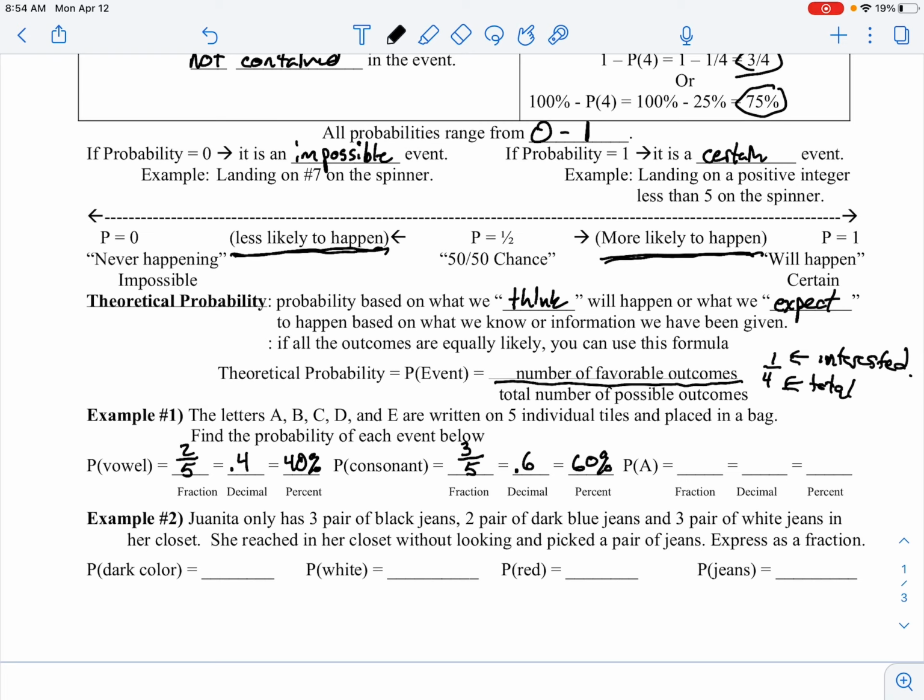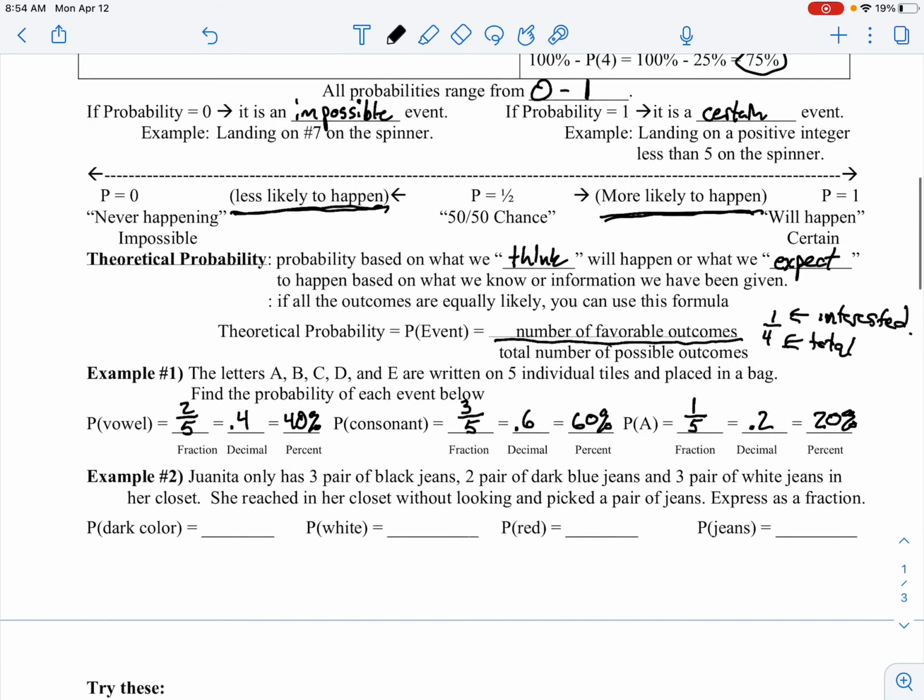And now what is the probability that we pick an A out of the bag? Well, there's still 5 tiles. How many of those tiles are lettered A? Well, that's only one of them, right? 1 out of the 5 is an A. So, as a decimal, 0.2. As a percent, 20%. So we're going to be thinking about this a lot, equating fractions, decimals, and percents here.